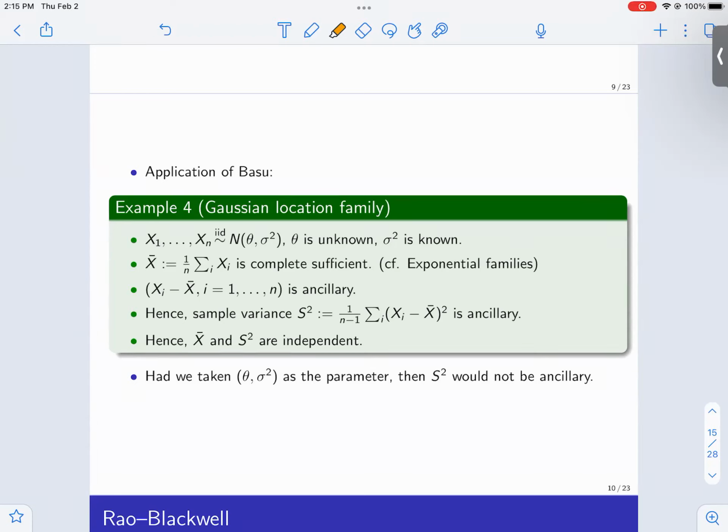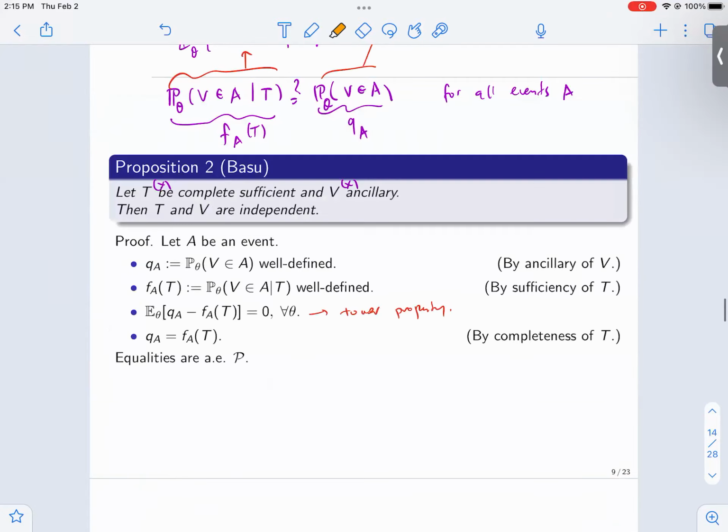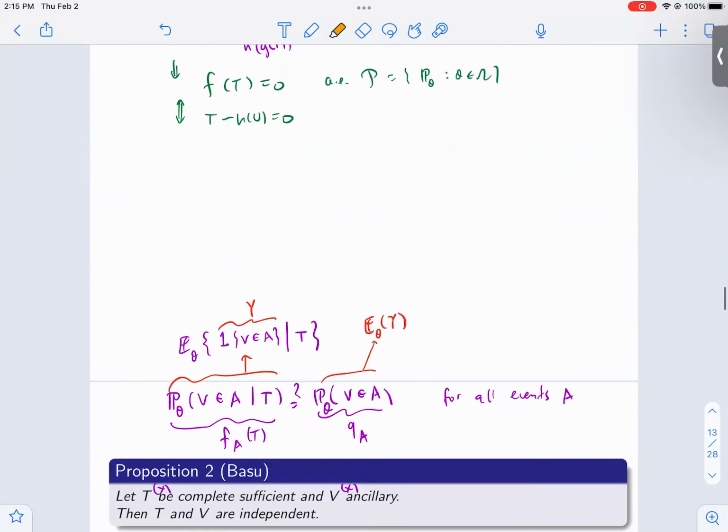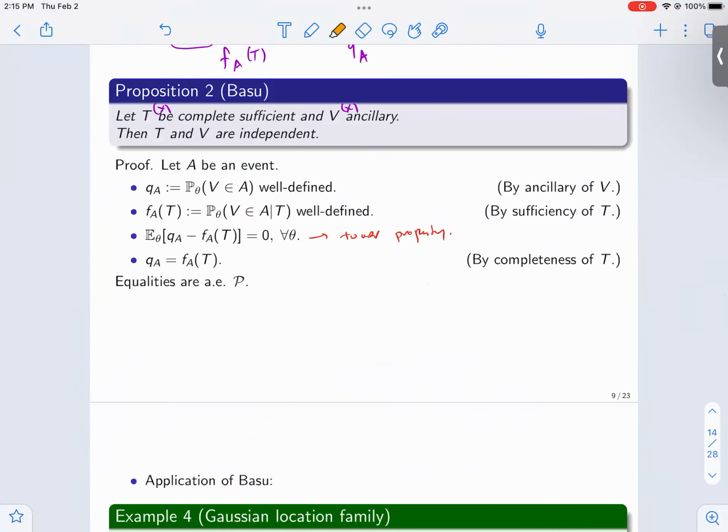Yes. Last time there was a question about complete sufficiency and the fact that it implies minimal sufficiency. You mentioned at the end that the other way around doesn't work, so minimal sufficiency doesn't imply completeness. I was wondering if there's a version of Basu's theorem where, instead of having T be complete sufficient, T is minimal sufficient, and then you can show that any ancillary statistic will be independent.